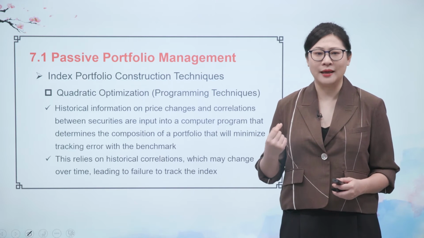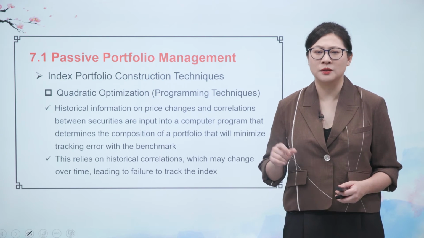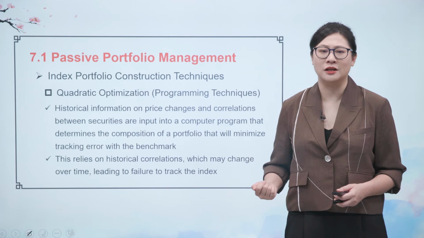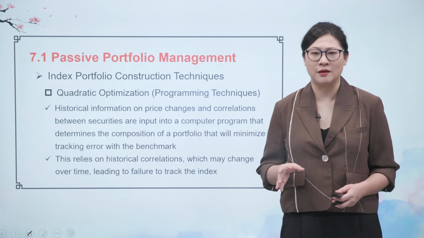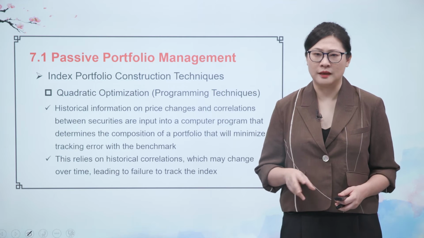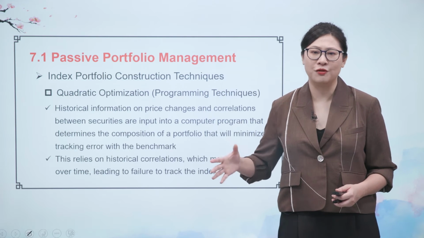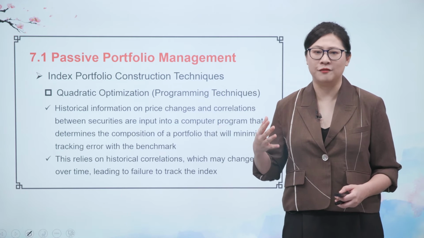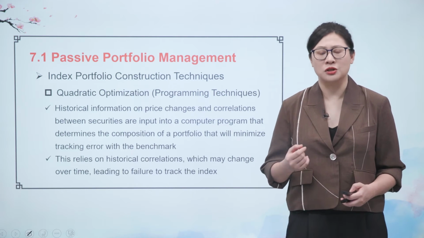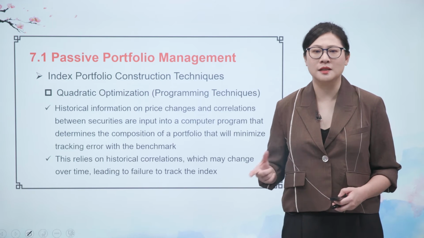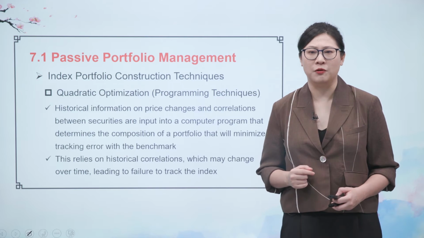This relies on the historical correlation, which may change over time. So that might be the disadvantage of this method, because you rely on historical information. If historical information cannot stay the same in the future, definitely it will affect our portfolio construction. So this will lead to a failure to track the index. So those are the three different techniques to construct our index portfolio.